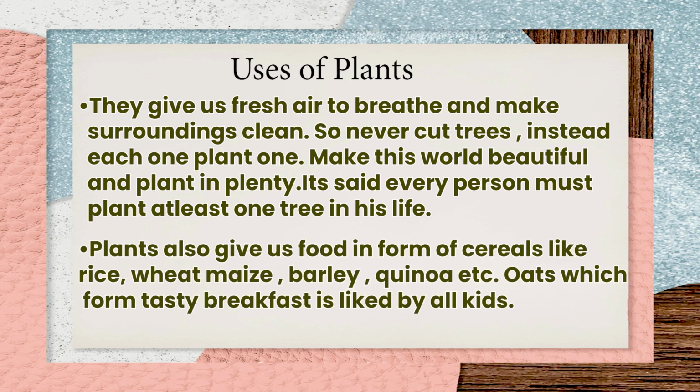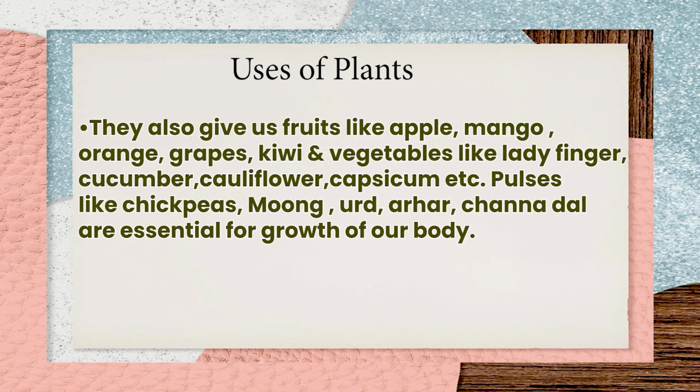Plants also give us food in the form of cereals like rice, wheat, maize, barley, quinoa, etc. Oats, which form tasty breakfast, is liked by all kids. They also give us fruits like apple, mango, oranges, grapes, kiwi and vegetables like ladyfinger, cucumber, cauliflower, capsicum, etc.